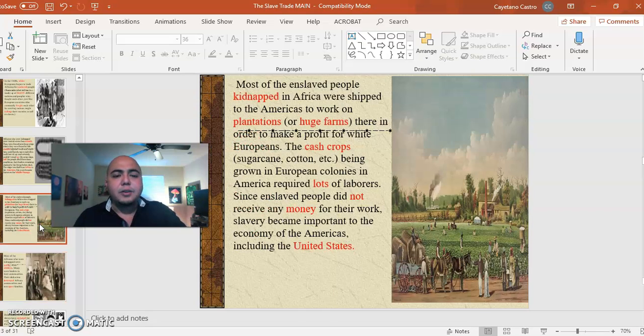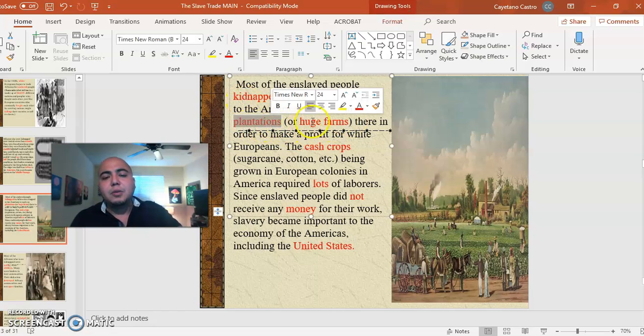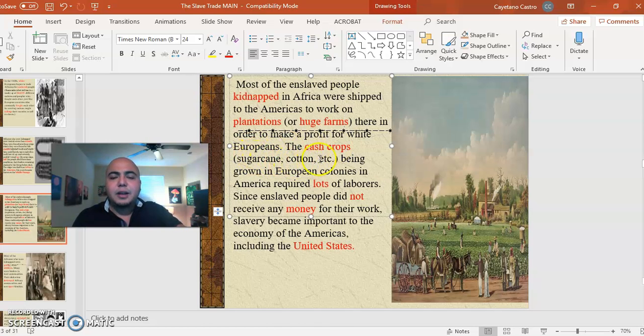In your notes, okay, most of the enslaved people kidnapped in Africa were shipped to the Americas to work on plantations. This is a big word you're gonna see in 8th grade. That means huge farms. They're there in order to make a profit. Profit means making money for white Europeans. The cash crops, okay, those are crops that you can grow easily. And your examples are sugarcane, cotton, and others, okay, like tobacco as well.